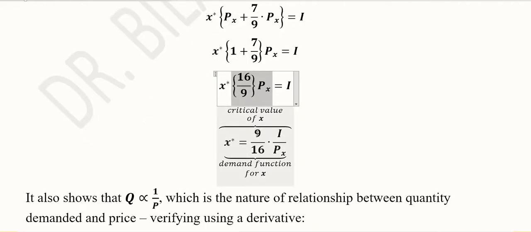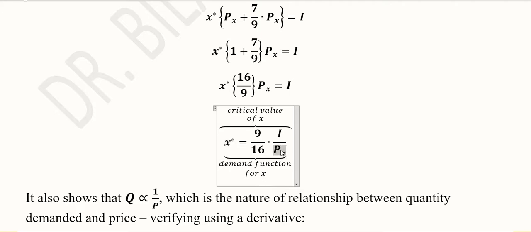And when I shift it, there's a little bit of reciprocalization, that's why it becomes 9/16, and px appears in the denominator instead of the numerator. So this is the critical value of x graphically or mathematically speaking, because these are the values that lead to the maximized value of the dependent variable, that is utility or the objective function. In other words, in economic sense, this is actually the demand function for good x. It is because it is the dependence of good x, its quantity, on the price of good x.